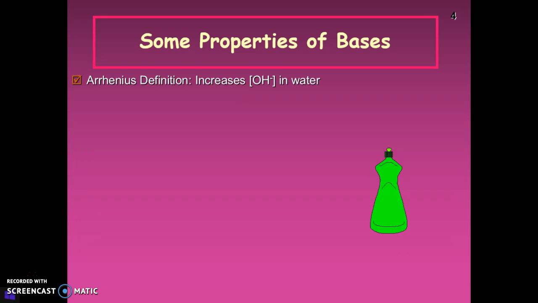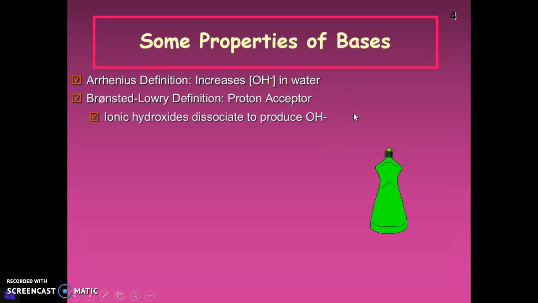All right, so according to Arrhenius, bases increase the OH- concentration in water. Bronsted-Lowry is a little bit different. Bronsted-Lowry says that a base is a proton acceptor. So an acid is willing to give up an H+, a Bronsted-Lowry base is willing to accept an H+. So that's a little bit different than the Arrhenius definition. The result oftentimes is the same. You have an OH- increase in water, you have an H+ decrease in water. But the way it's approached is a little bit different.